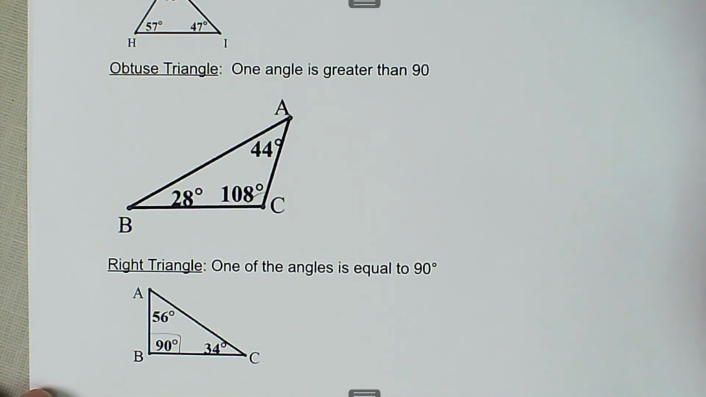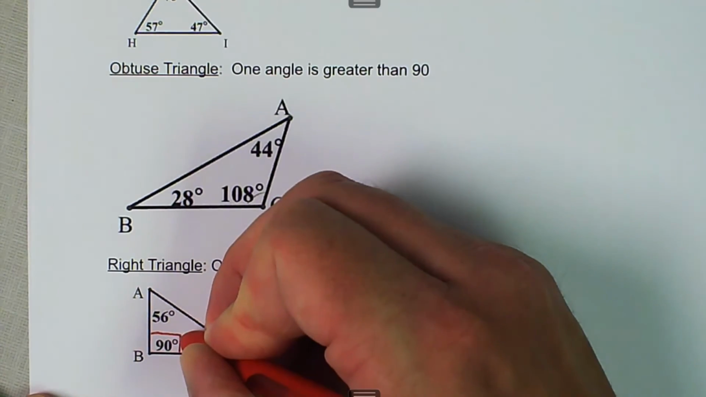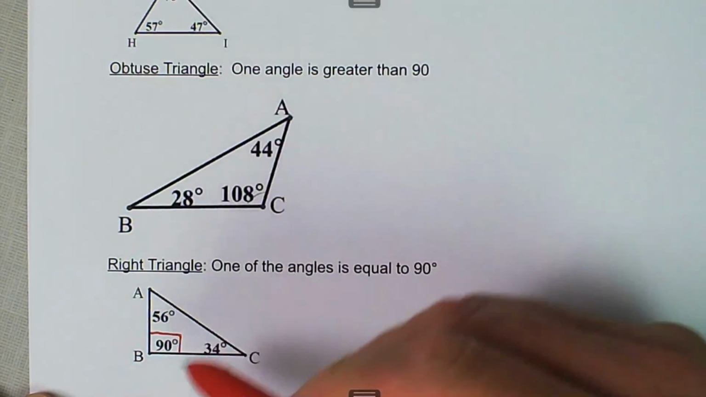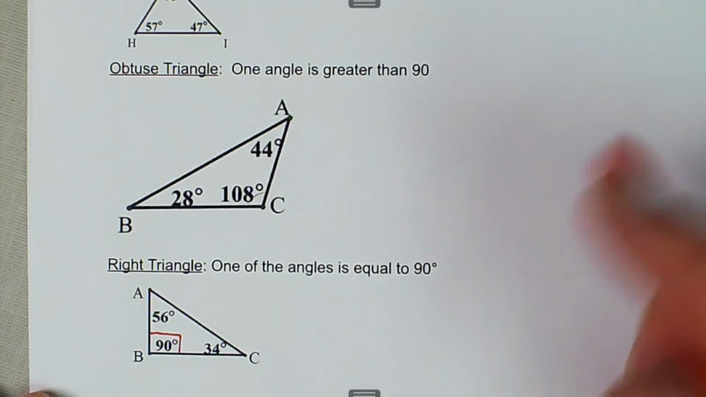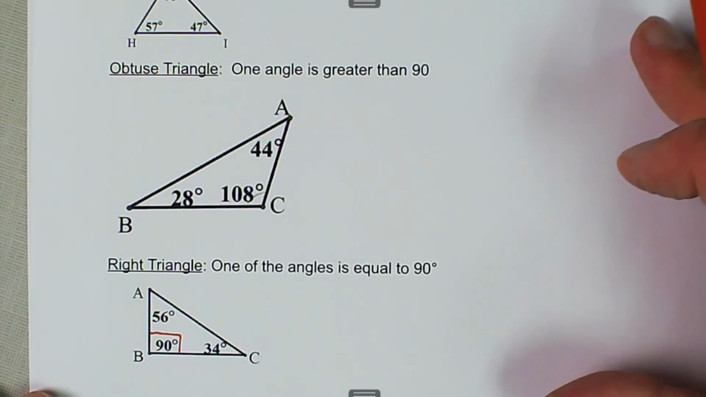Then we have a right triangle, and that is one of the angles is equal to 90. And remember that right or perpendicular sign is that box in the corner. And so that's our 90-degree angle. And so in this case, we have one 90-degree angle, so this is a right triangle.